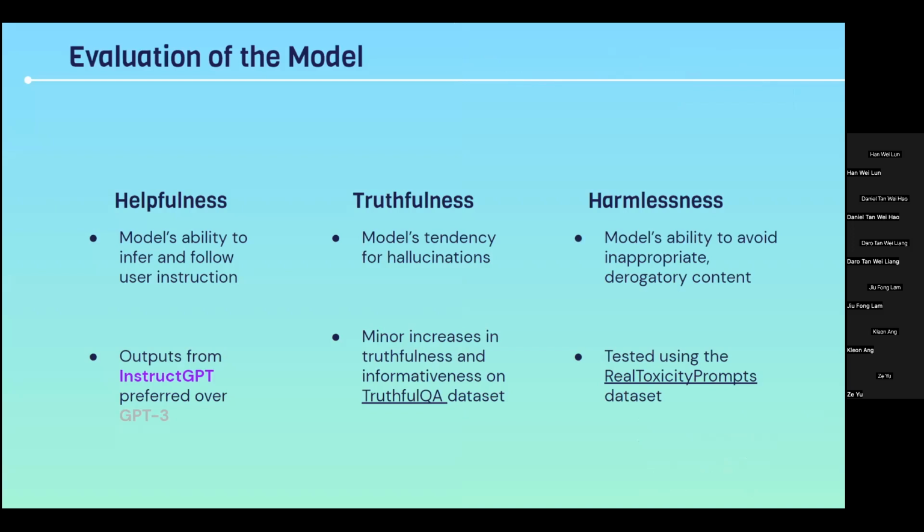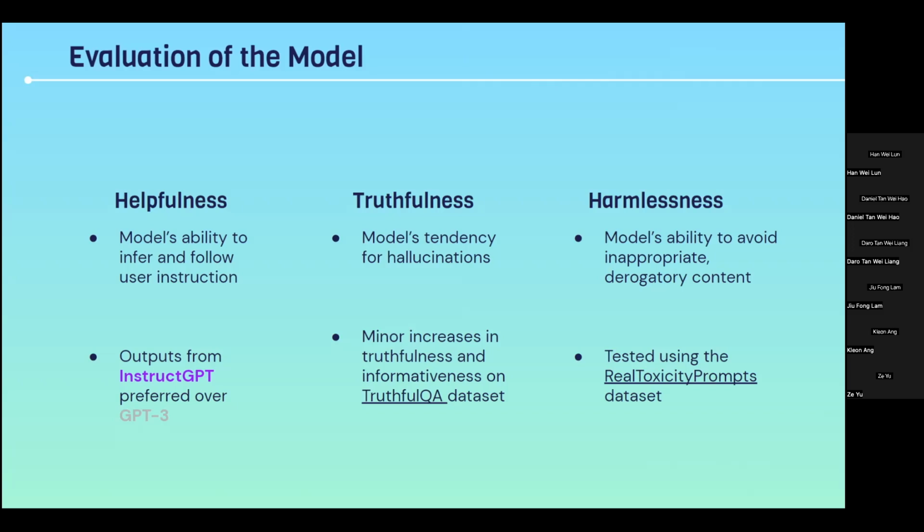As for truthfulness, it's the model's tendency for hallucination. So basically, it's whether the model will give a lot of nonsensical responses. This is done by using the TruthfulQA dataset, which is a benchmark to understand whether output is false or not false, or nonsense or not.